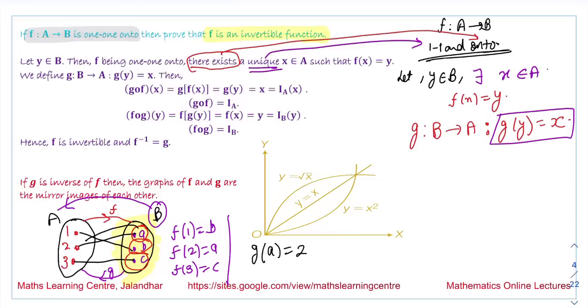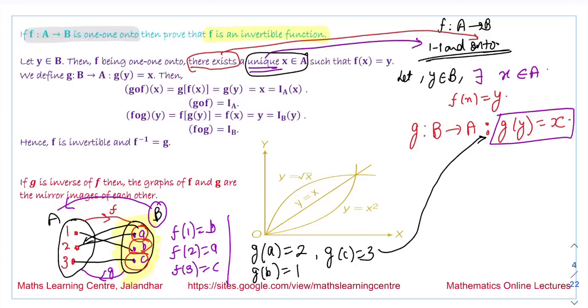Now this A is mapped to 2. g of B is equal to 1 and g of C is equal to 3. We are talking about this function over here, that there exists a function g from B to A such that g of y is equal to x. Why is this a function? Because we have already seen over here that this x belonging to A is unique.